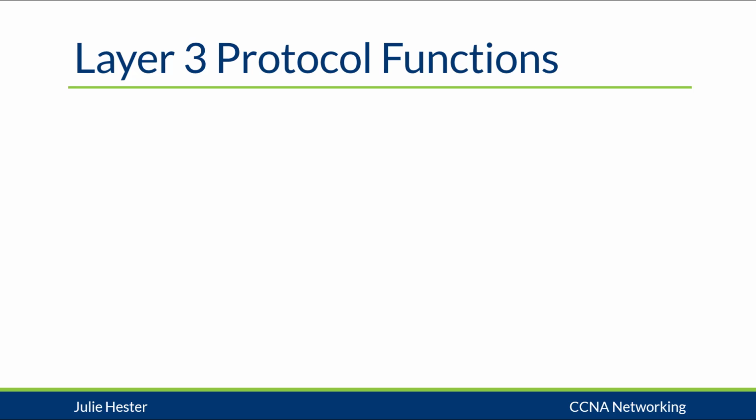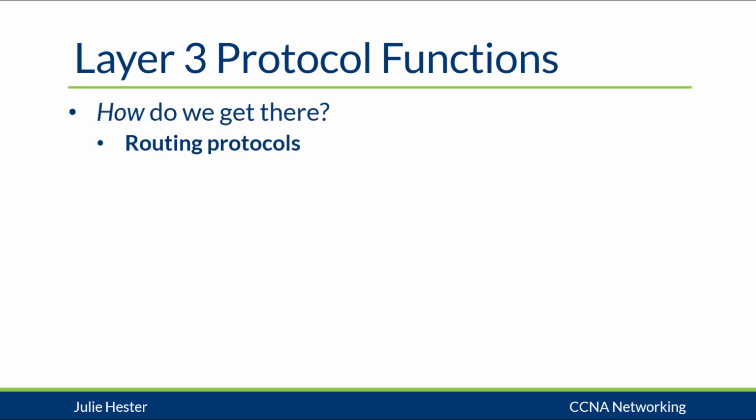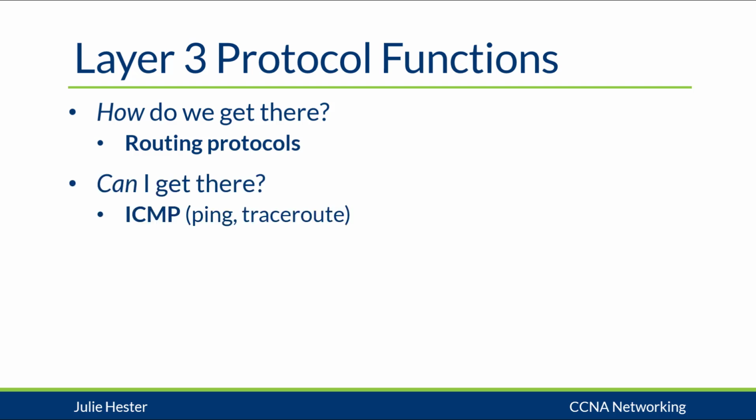Let's look at 3 types of Layer 3 protocol functions and what they do. First are protocols to figure out how do we get there. These are called routing protocols, and they select a path to get a packet from one location to another. You'll learn how these work and how to implement them later on. Next is, can I get there? These functions, ping and traceroute, are part of ICMP. They are used for troubleshooting to determine if a remote location can be reached.